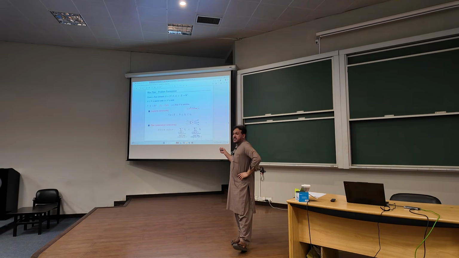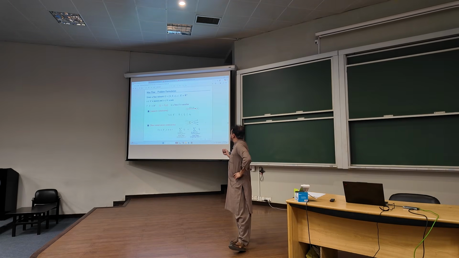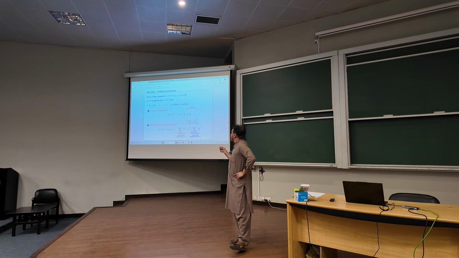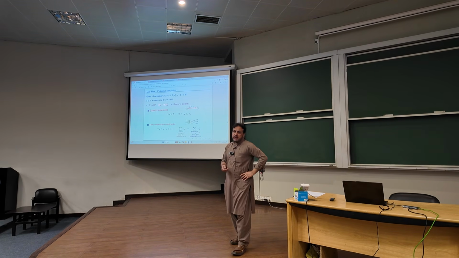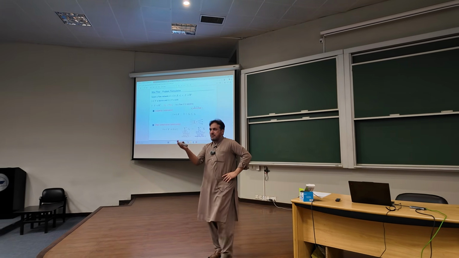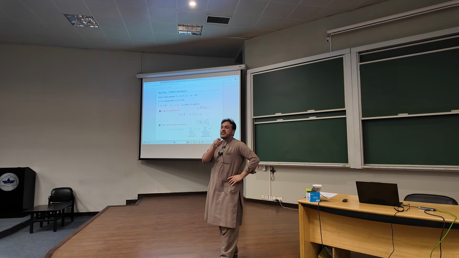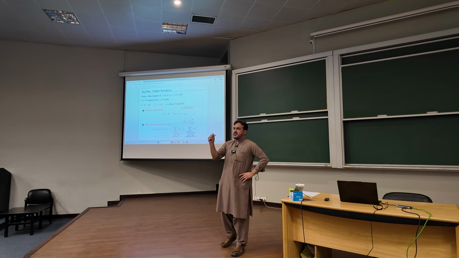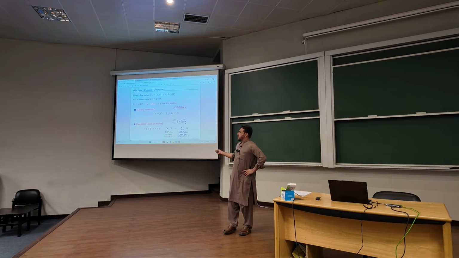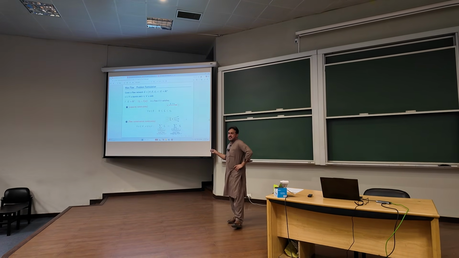The flow through this edge E has to be less than or equal to C sub E, right? So C sub E is the capacity of this edge E. This is a function of the edges. This statement is about edges, while the flow conservation constraint is about the vertices, right?